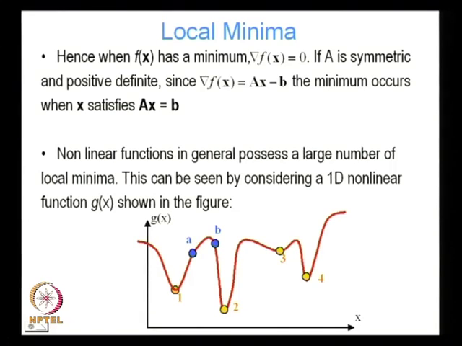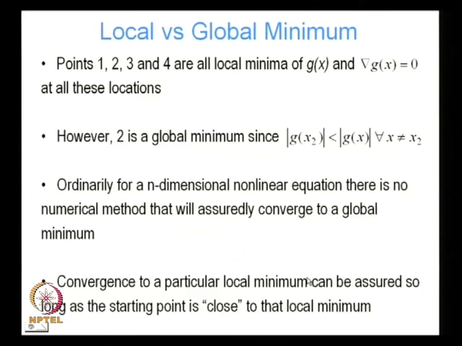This can be seen by considering a 1D nonlinear function of x, g of x. If I plot that nonlinear function g of x, I have a function like this, suppose, and you can see that it has multiple local minima, 1, 2, 3, 4, all of these are troughs. So, these are local minima. Points 1, 2, 3 and 4 are all local minima of g of x, and grad of g of x is equal to 0 at all these locations. However, 2 is a global minimum.